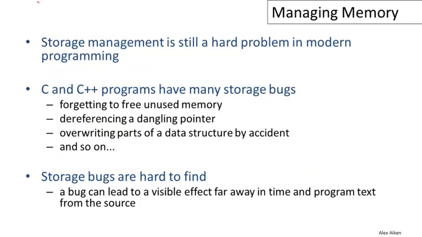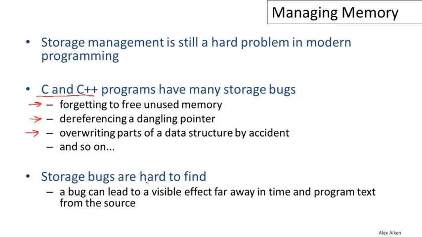If one has to manage memory manually, meaning you have to do all the allocation and deallocation explicitly yourself, that is a hard way to program and leads to certain kinds of bugs that are very difficult to eliminate from programs. These days, you see this primarily in C and C++ programs. Those are the main languages that have manual memory management. The kinds of storage bugs you can get are things like forgetting to free unused memory, which means a memory leak, dereferencing dangling pointers, and overwriting parts of a data structure unintentionally. There are a few more, although these are probably the three most common problems.